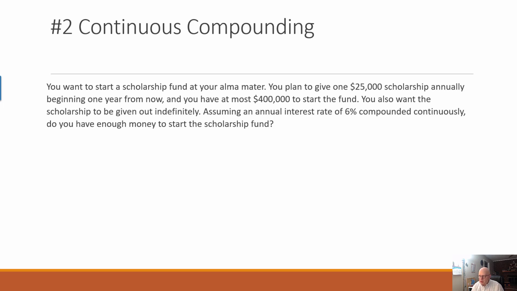Okay, number 2, continuous compounding. So you're going to start a scholarship fund at your alma mater, USC Upstate hopefully, and you're going to give a $25,000 scholarship annually. That's important right here. And you have $400,000 to start the fund. Is that enough to fund the yearly or annual $25,000?